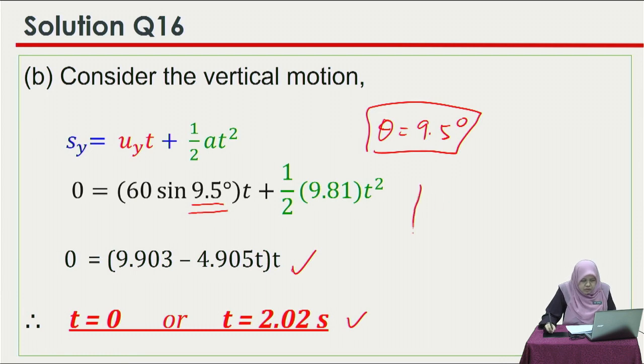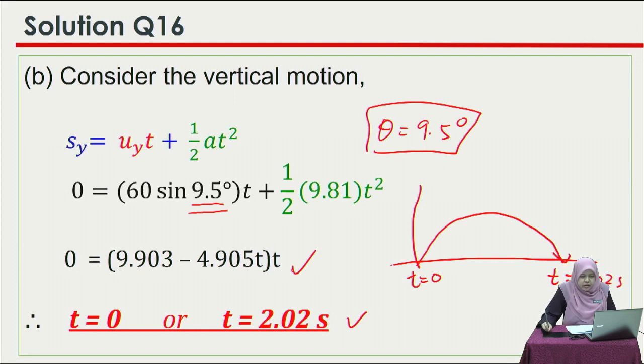Okay, what does it mean? Where is the t at 0? This is t equals 0. This part, t equals 0 to 2.02 seconds, is the movement of the projectile motion.